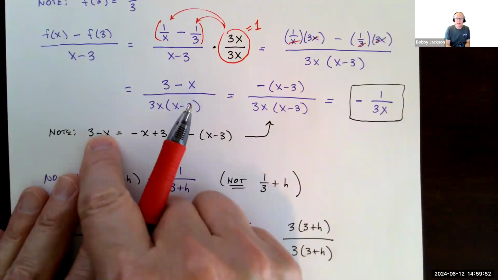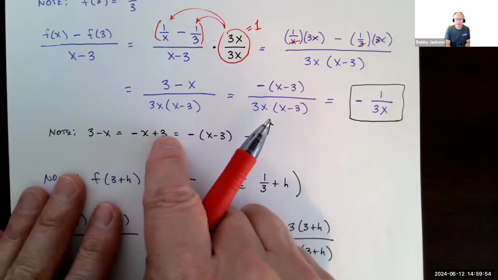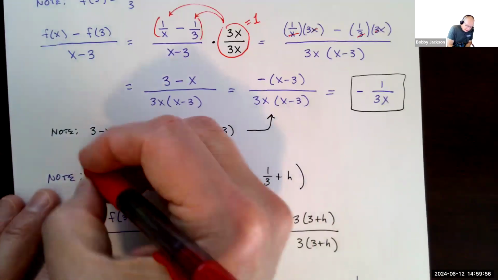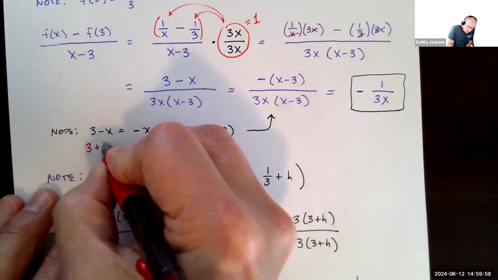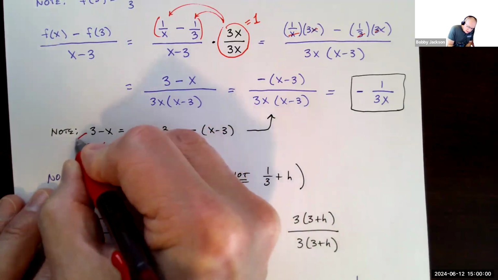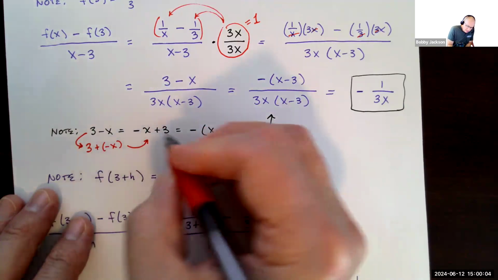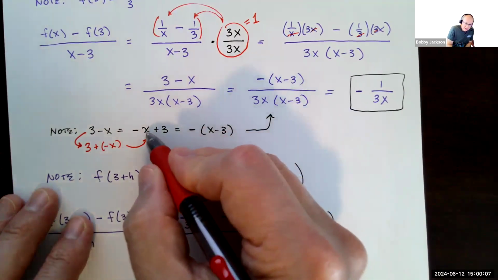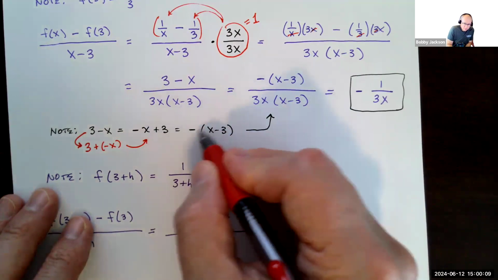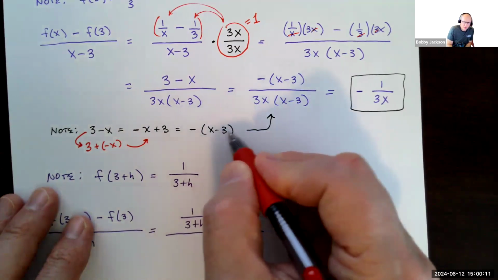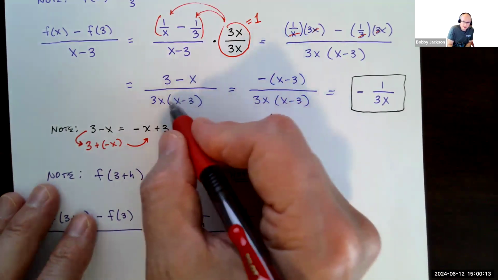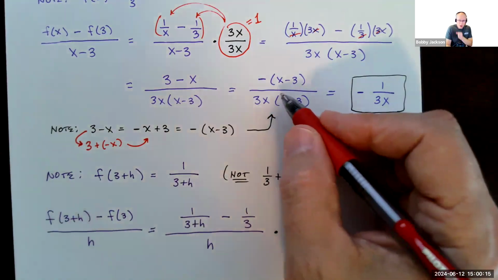You can see it a little more formally. 3 minus x I can write as negative x plus 3, right? Because 3 minus x is the same thing as 3 plus a negative x, right? That's the same thing. And then I can add in any order. So 3 plus negative x is negative x plus 3. Factor out a -1 from these two, and I get negative the quantity x minus 3. So notice 3 minus x is just negative this factor.